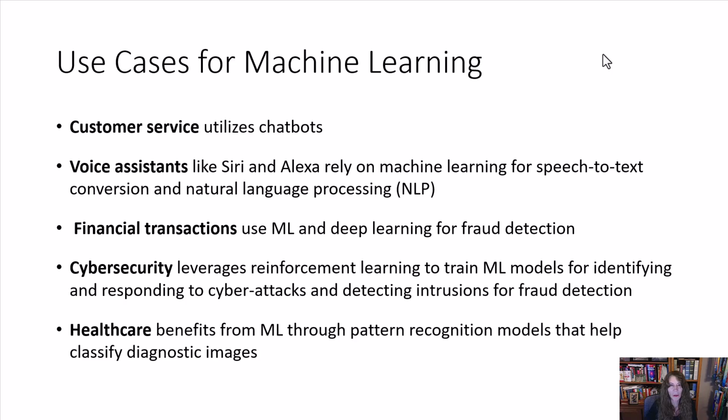So overall, machine learning is used in most of the AI applications that are out there today. The customer service platforms, which use the chatbots, the voice assistants like Siri and Alexa, using natural language processing. Your financial transactions use machine learning. Machine learning is highly used in cybersecurity to train the models to identifying and responding to attacks and for fraud detection. Healthcare benefits very much from machine learning through pattern recognition to help classify diagnostic images.